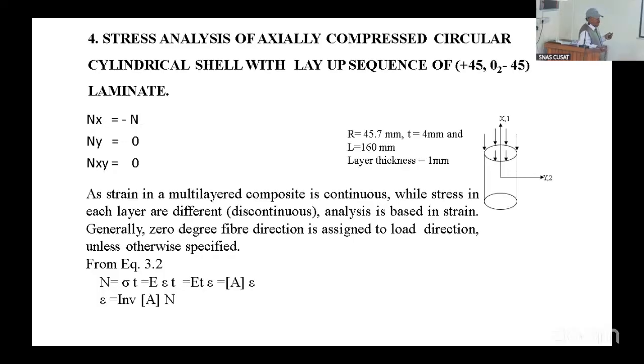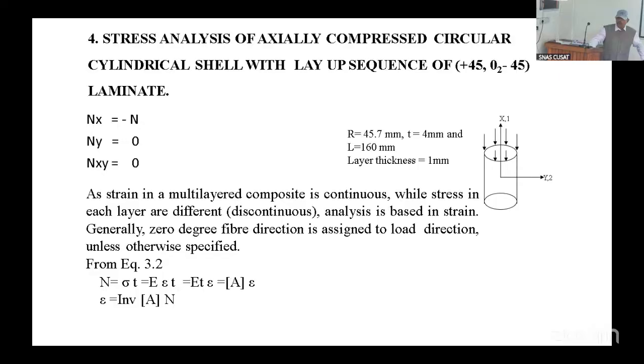So here in the x direction you have N. What is mean by that? I applied a load P, so divided by 2 pi r into T will give stress. Or in other words, I will apply stress. Stress is equal to P by A. A is equal to 2 pi r into T. The 2 pi r, I take it out. So it will become stress resultant.